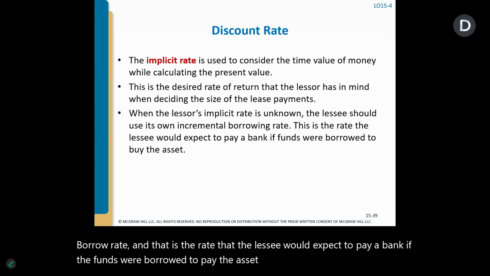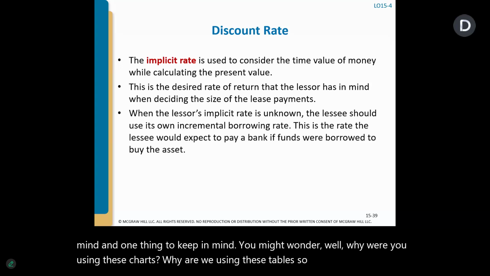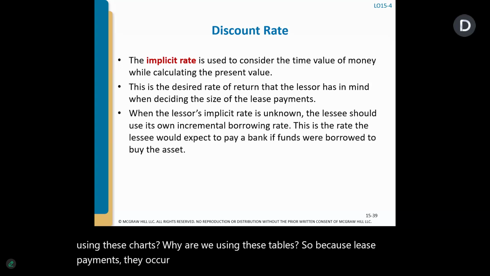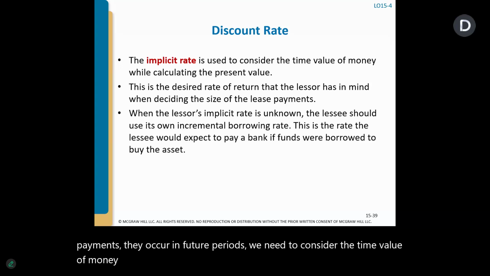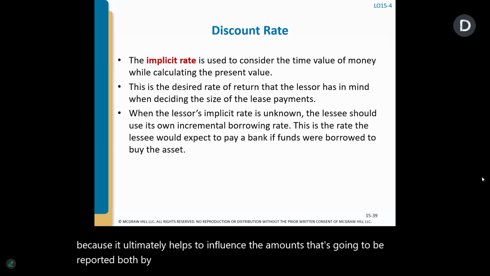And one thing to keep in mind, you might wonder, why are we using these charts? Why are we using these tables? Because lease payments occur in future periods, we need to consider the time value of money, evaluating their present value. So the rate is going to be important because it ultimately helps to influence the amounts that are going to be reported both by the lessee as well as the lessor.